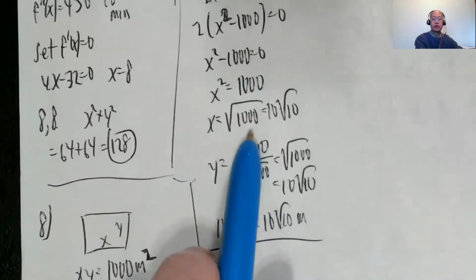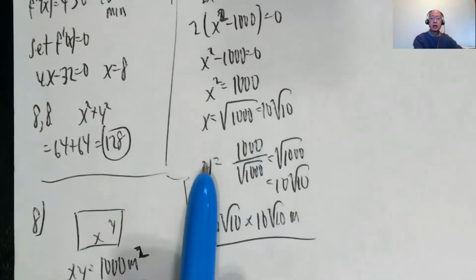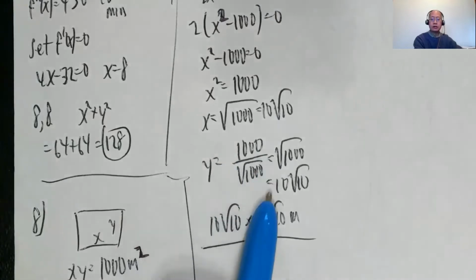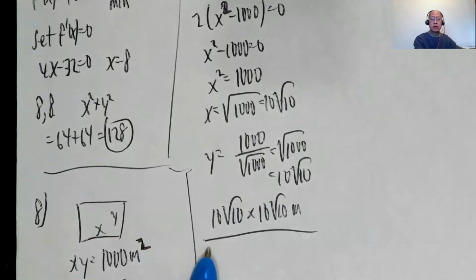We don't need a plus or minus. This word problem, we only allow for positives. Y is 1,000 over x, so 1,000 over radical 1,000 is also radical 1,000, or 10 radical 10. So the dimensions are 10 radical 10 by 10 radical 10 meters, which means, of course, you end up with a square.